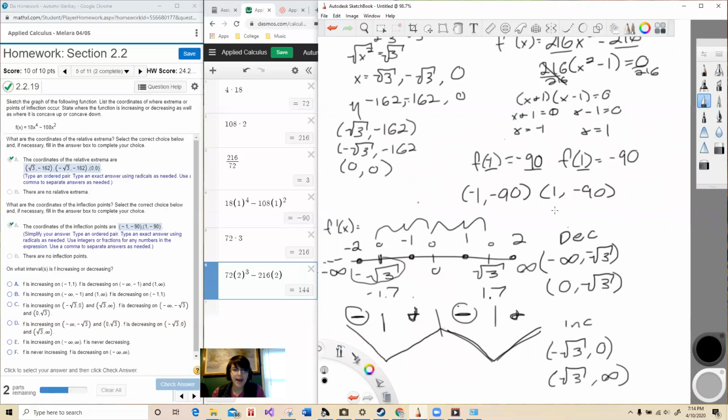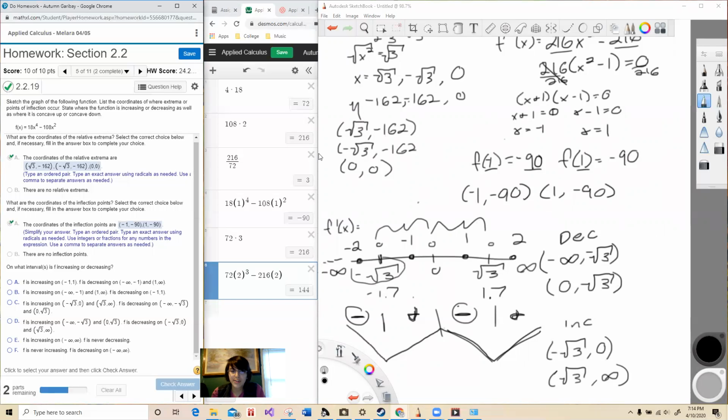So here's how that looks. Let's see if there's an answer to match that. So f is increasing on negative 1 to 1. Well, we weren't considering those points to begin with, so let's move past that. Oh, B talks about negative 1 and 1. Let's move past that. C, f is increasing on negative root 3 to 0.